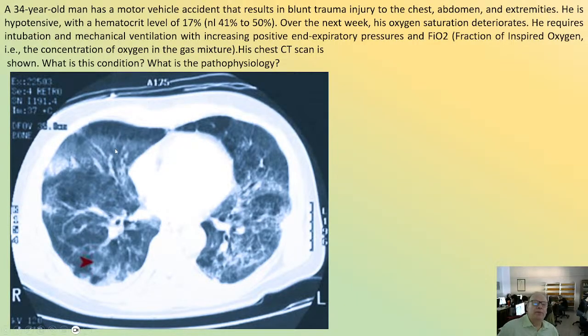Now, let's have a look here. This is a 34-year-old man who has a motor vehicle accident resulting in blunt trauma injury to the chest, abdomen, and extremities. So, multiple traumas. He is hypotensive. What's this sign when we have such a patient and we find that his blood pressure is low? What is this sign? How is it evaluated clinically?